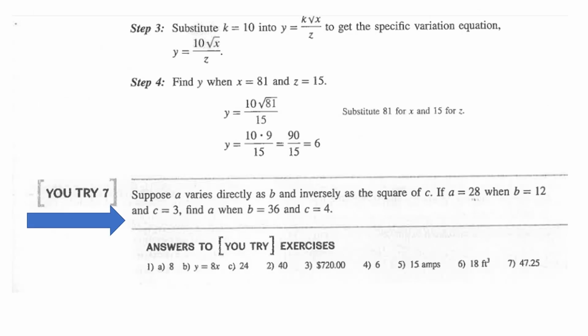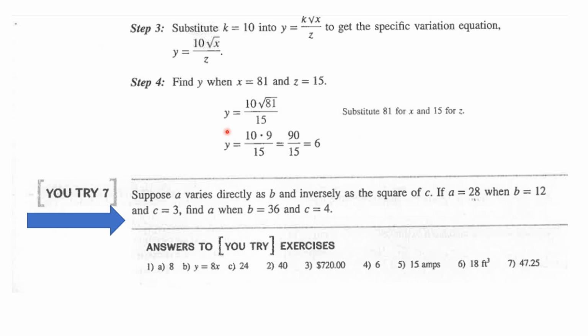Now we can move to step 3 because now we know the specific variation equation. Y is equal to 10 times the square root of x over z. And then step 4, they ask us to find y when x is 81 and z is 15.